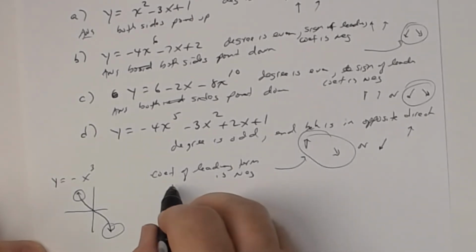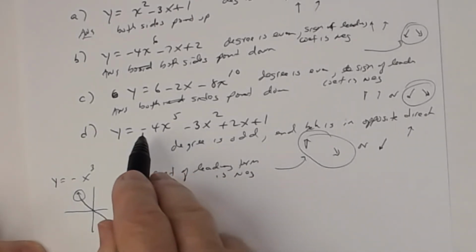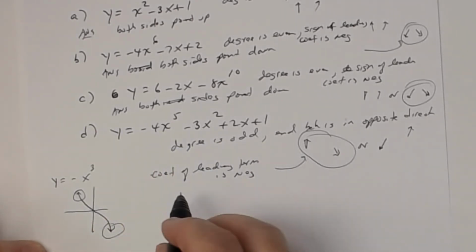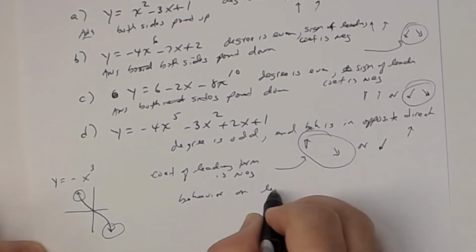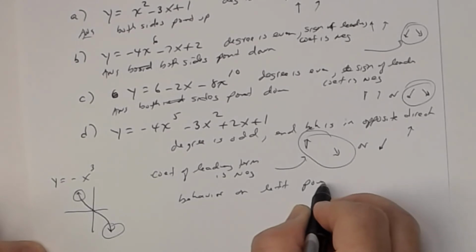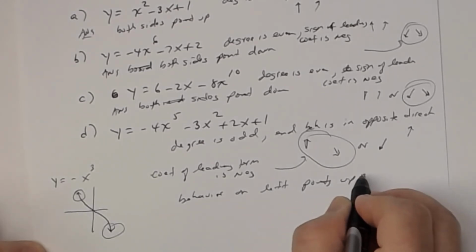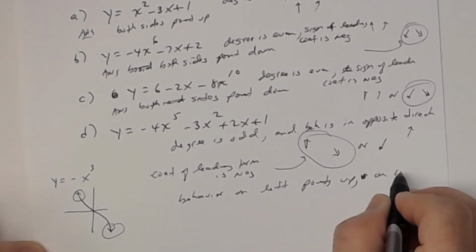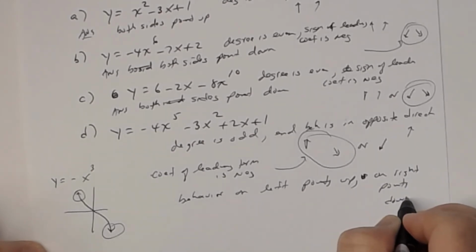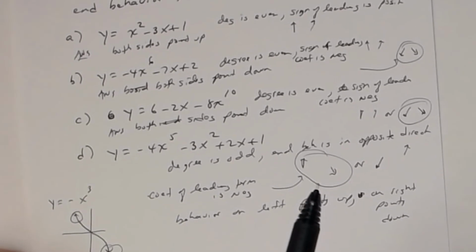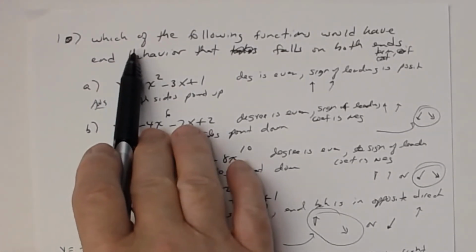All right. So if you were given this and all you were asked is what's the behavior, you would say the behavior on left points up, comma, on right points down. Okay? All right, now let's go back and answer the question here. What is the end behavior?